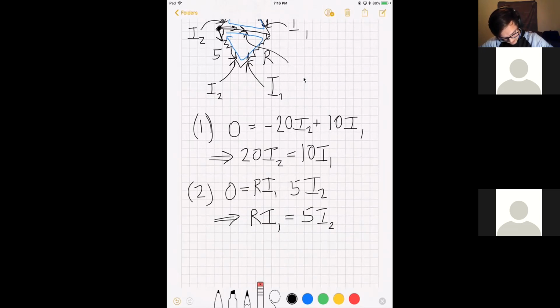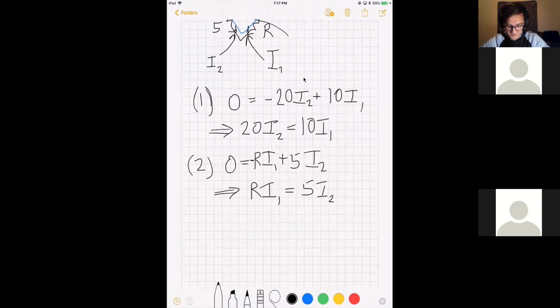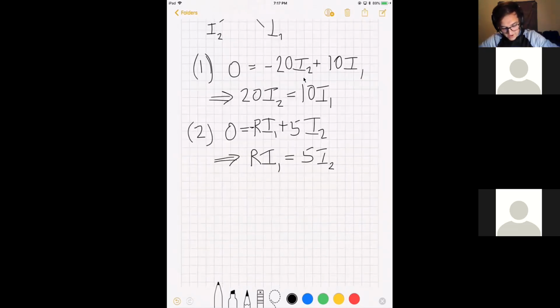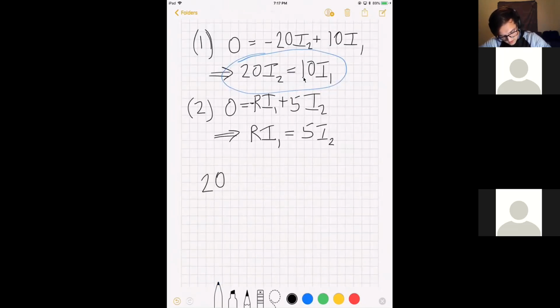Since we're going with the resistor, you have a voltage drop, and then you have a plus sign there. So that's why it's like that. Okay, so now we have 2 equations, and we're going to divide them. I'm going to flip this equation over, put the I1 on the other side, and divide them. So you've got 10 I1. Then we divide that by R I1, which is equal to 20 I2 divided by 5 I2.